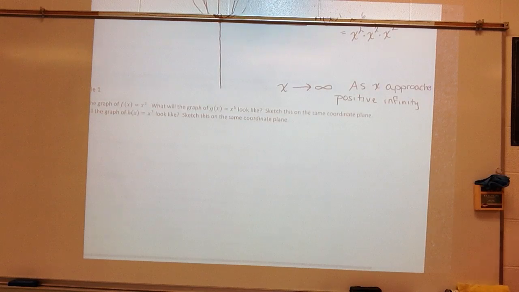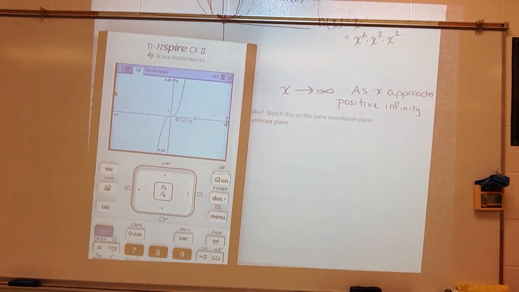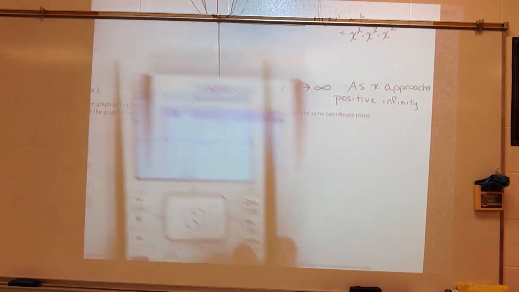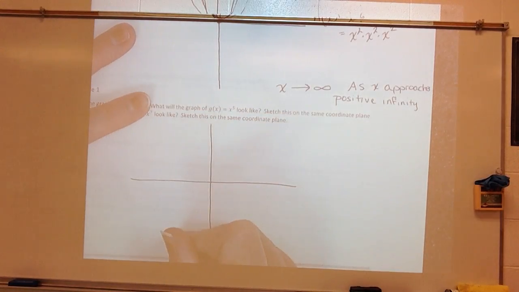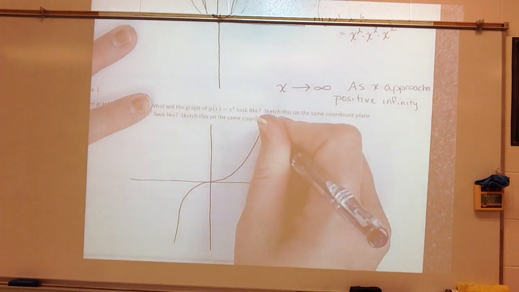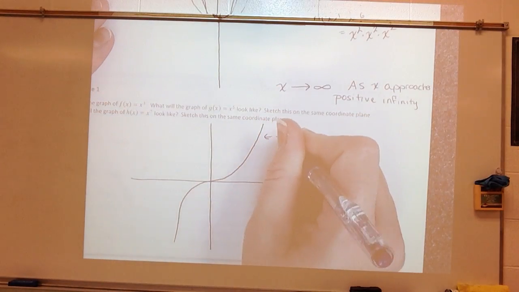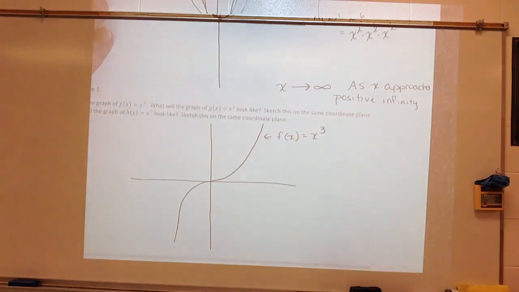So it says sketch the graph of f of x is equal to x cubed. Now notice I'm not looking at an even degree function now. All right, so let's sketch the graph of x cubed. Oh, look what happens here. Look at that graph. All right, so let's sketch that graph. So it looks like this. All right, so this is f of x is equal to x cubed.